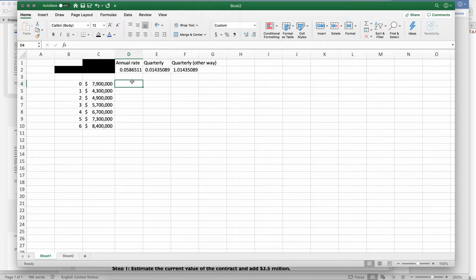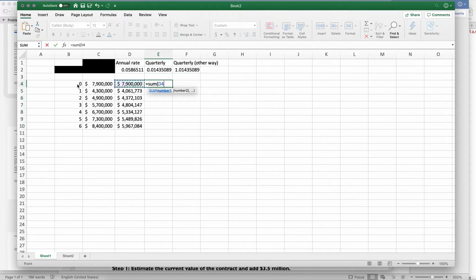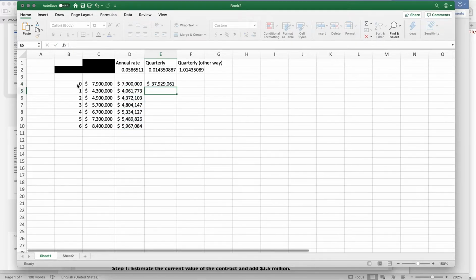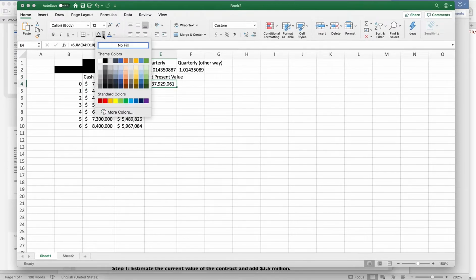Alright, so what's the present value of this? It equals the cash flow divided by 1 plus the annual rate, which I'm going to lock, to the power of the year. Why did we use the annual rate? Because it's in annual terms, and that's how we get the cash flows back. We're going to sum these to get the net present value. So this is the cash flow, this is the present value of the cash flow, and this is the net present value of the contract.